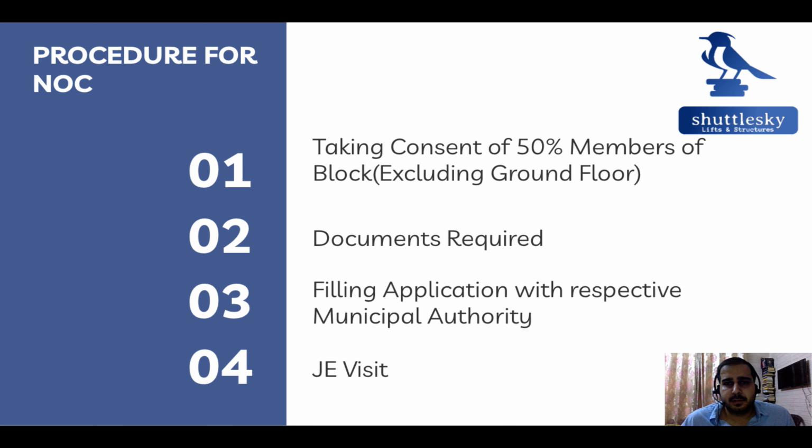The first step is you need to get consent of 50% of the members residing in the block, excluding the ground floor. At the second stage, you need to gather all the documents which are required. At the third stage, we will file the application with the respective municipal authority, and the fourth stage is the visit of a junior engineer. Now the good news is that we provide all of these procedural steps for you. We do all of these things, except the only thing that you need to do is get the consent of 50% of the members residing in your block.